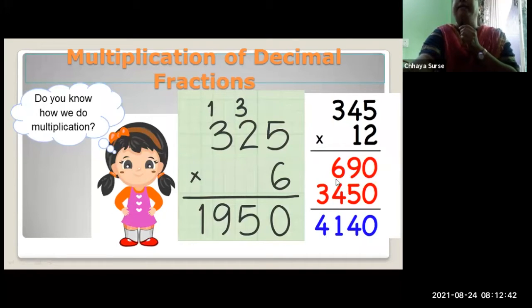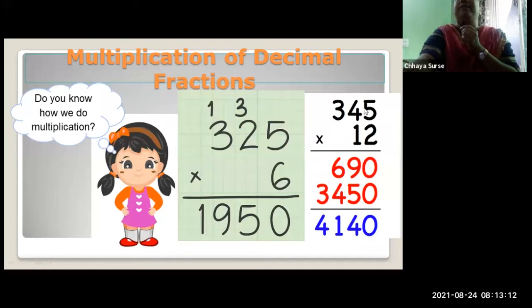So now adding these numbers. 0 is 0. 9 plus 5, 14. So 1 carrying over. 6 plus 4, 10, and plus 1, 11. So 1 will be here and 1 carrying over. Then 3 plus 1, 4. This is a simple multiplication.